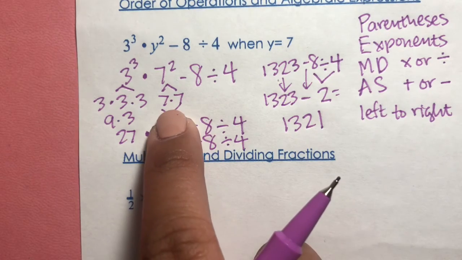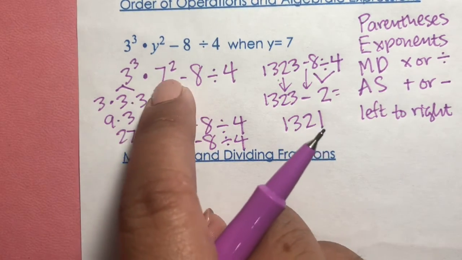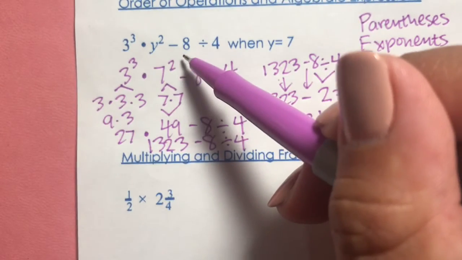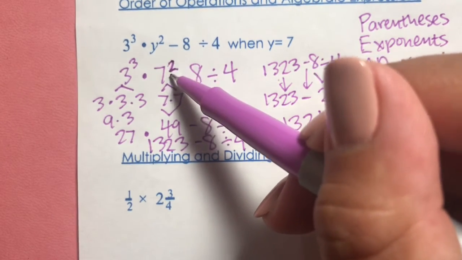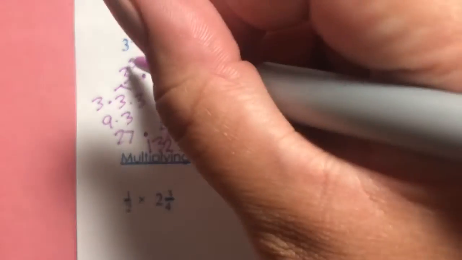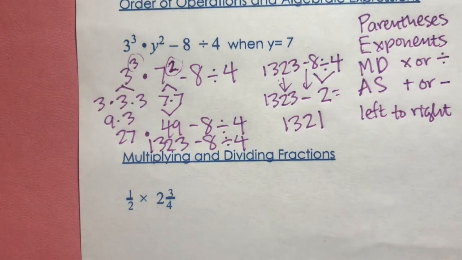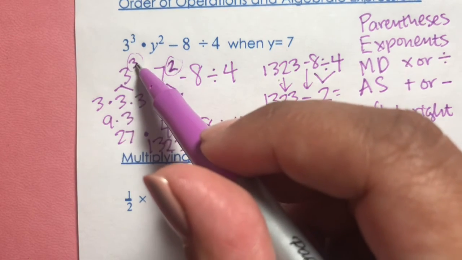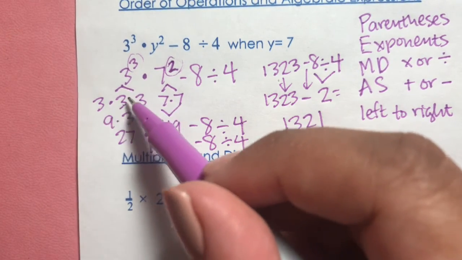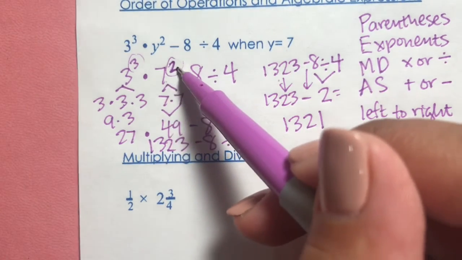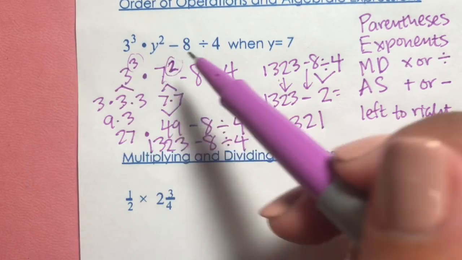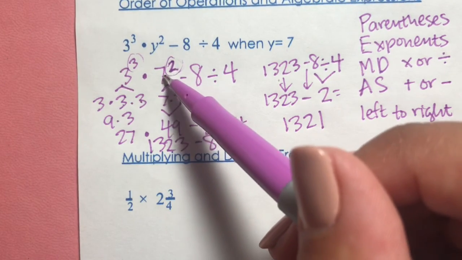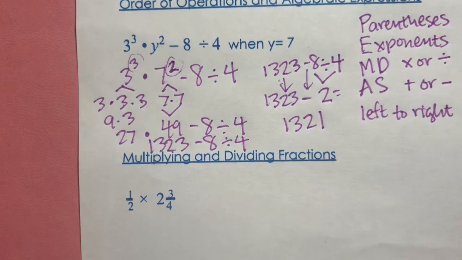So I cannot stress this enough though. For exponents, please remember it is not the base times the exponent. So it's not 7 times 2, which would equal 14. It's 7 times 7. Whatever this exponent is, that is how many times you are repeating that number in multiplication. So 3 to the third power is equal to 3 times 3 times 3. 7 to the second power is 7 times 7. Okay, not 7 times 2, not 3 times 3. It is 3 times 3 times 3. 7 to the second power is 7 times 7. Okay.